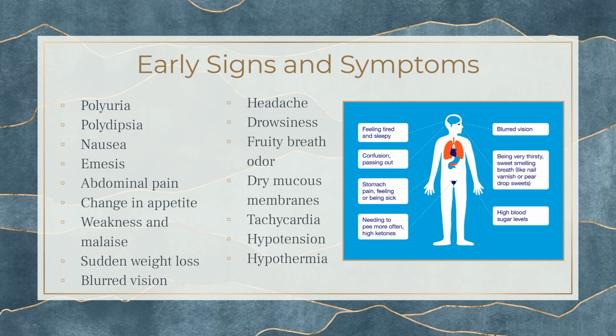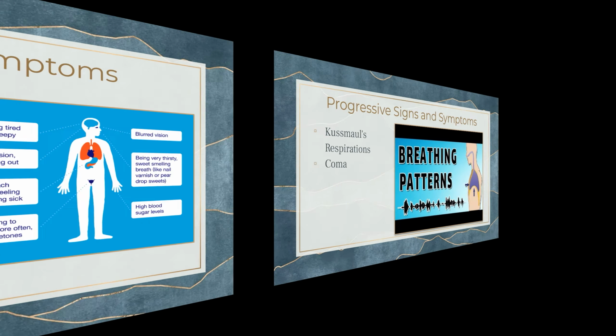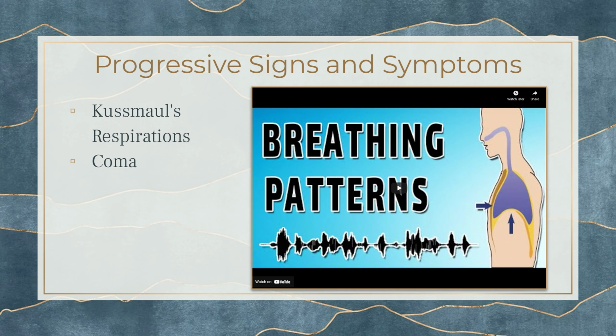Next, we're going to be talking about the different signs and symptoms that are manifested with patients in DKA. Some early signs include polyuria, polydipsia, nausea, emesis, abdominal pain, change in appetite, weakness and malaise, sudden weight loss, blurred vision, headache, drowsiness, fruity breath odor, dry mucous membranes, tachycardia, hypotension, and hypothermia. Some more progressive signs of DKA are Kussmaul's respirations and potential comas. To the right, we have a short video showing Kussmaul's respirations in a patient.